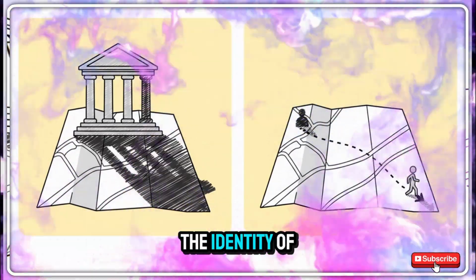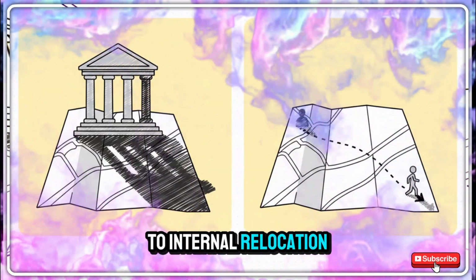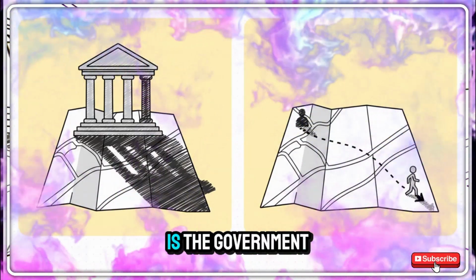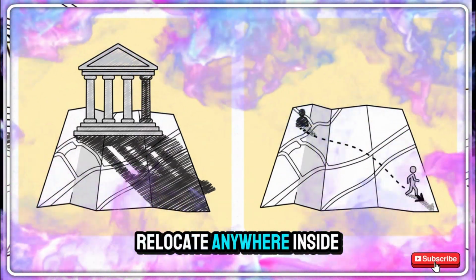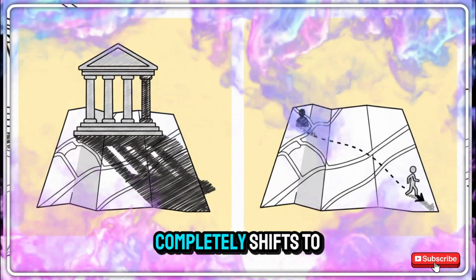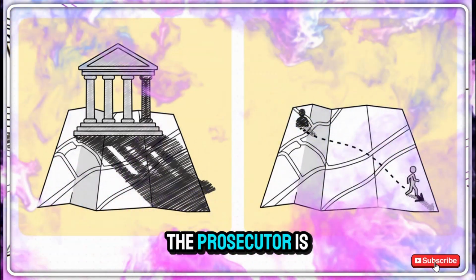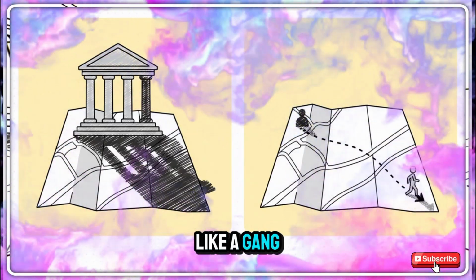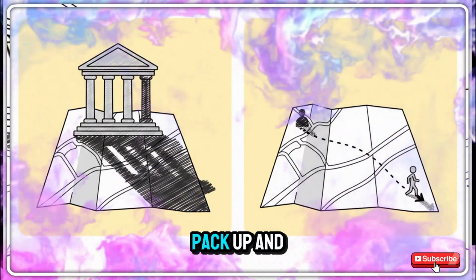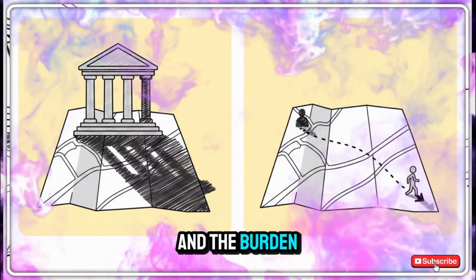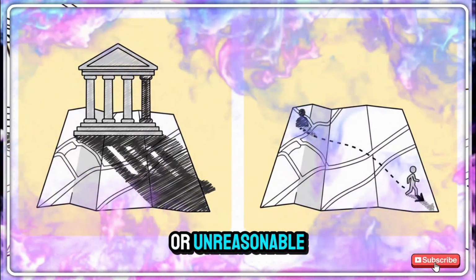Check out how the identity of the persecutor instantly flips the legal burden of proof when it comes to internal relocation. If the persecutor is the government itself, the law just presumes you can't safely relocate anywhere inside that country. So the burden completely shifts to the prosecuting authority to prove that you can. But let's say the persecutor is a private entity, like a gang or some rogue group. In that case, the law actually presumes you can just pack up and move to another city, and the burden lands squarely on you, the applicant, to prove that relocation is impossible or unreasonable.